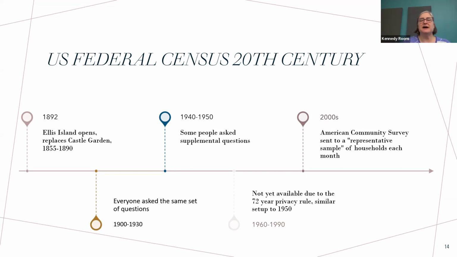And then in the 2000s, starting right after the 2000 census, they developed the American Community Survey, which is sent to a representative sample of households each month. And I'll talk more about that at the very end.